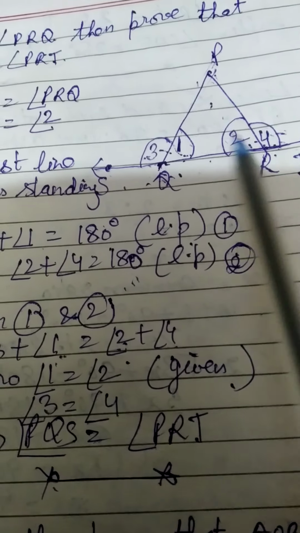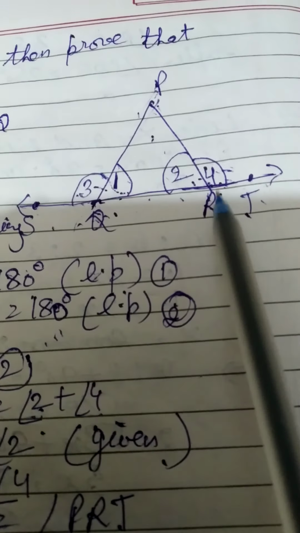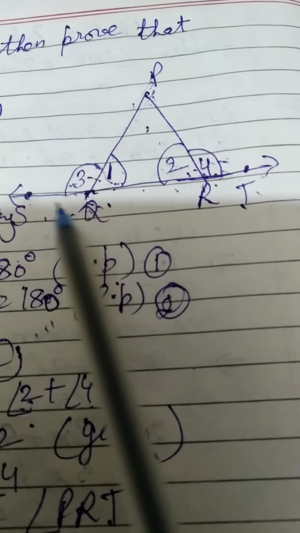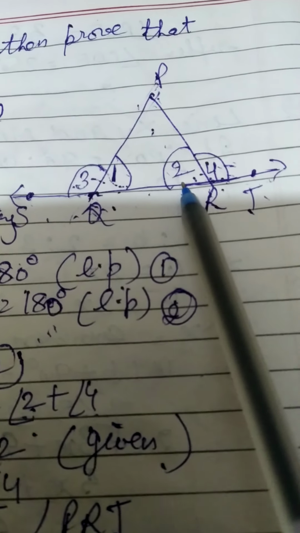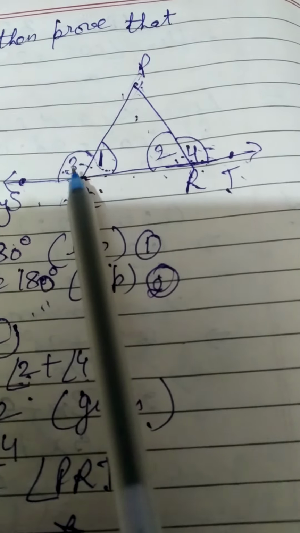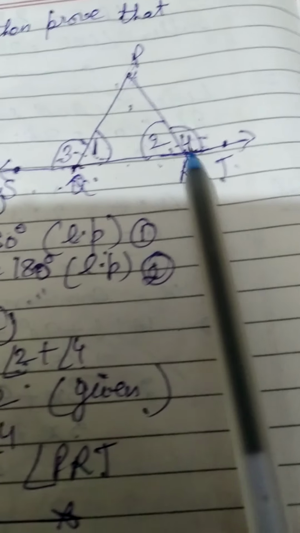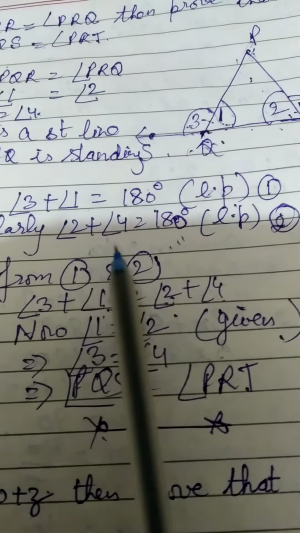ST is a straight line. PQ is standing on it. See, ST is a straight line, PQ is standing on it. Means angle 3 plus angle 1 is equal to 180. ST is a straight line, line PR is standing on it. Means angle 2 plus angle 4 is equal to 180. Means these two angles are forming a linear pair, and here these two angles are forming a linear pair. Means 1 plus 3 is equal to 180, linear pair. 2 plus 4 is equal to 180. These are forming linear pair. These are named as equation number 1 and equation number 2.